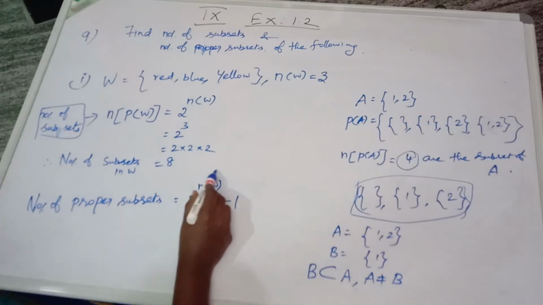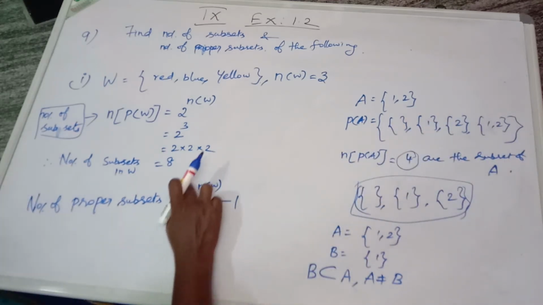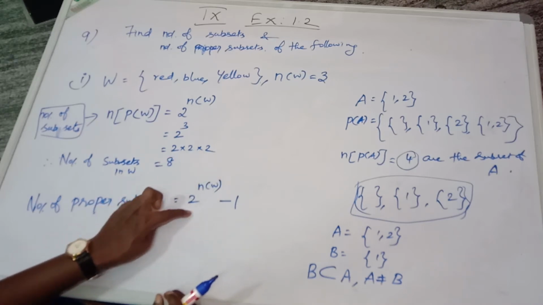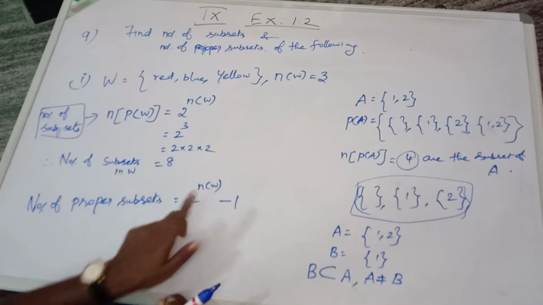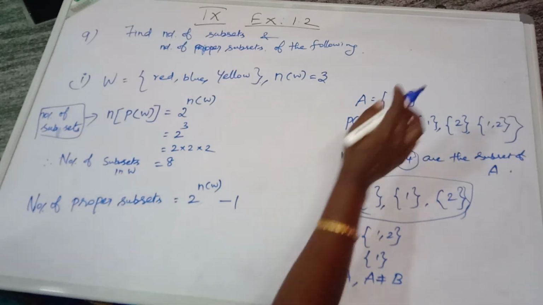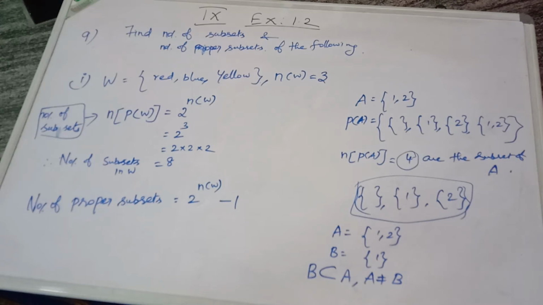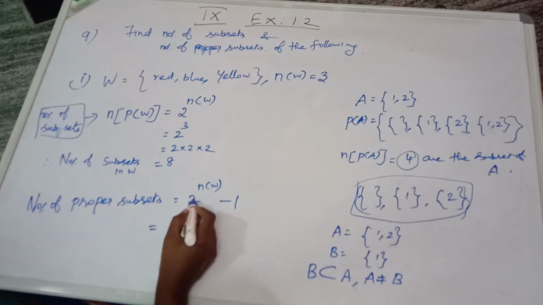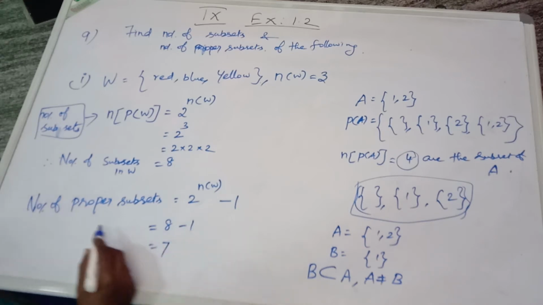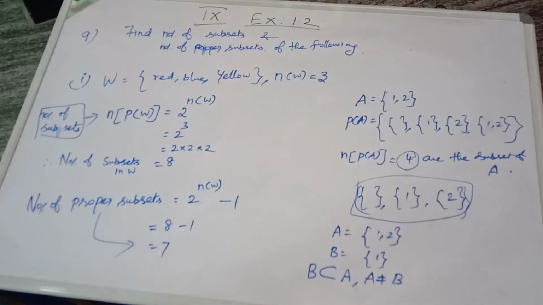So to find the number of subsets, the formula is 2 power n of W. To find the proper subsets, we have to subtract only 1, that is nothing but the given set. Understand? So here 2 power n of W is already 8. So 8 minus 1 is 7. So the number of proper subsets is 7.